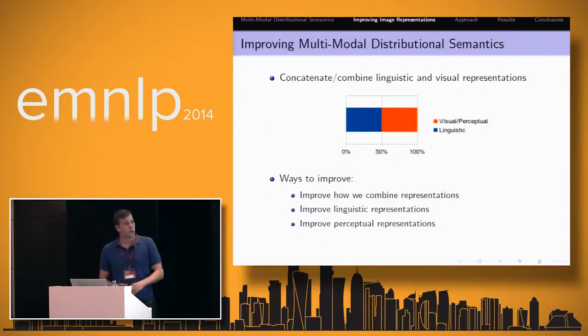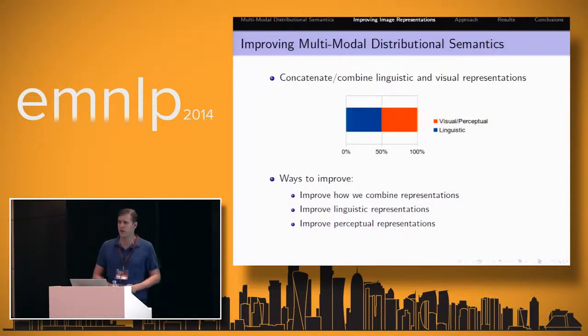Concretely, how this works is people take a linguistic representation, and you can use any type of representation for that, and then you take the visual representation and you usually concatenate them. This concatenation is how you combine it. You can also do more sophisticated things, but concatenation is what people tend to do.